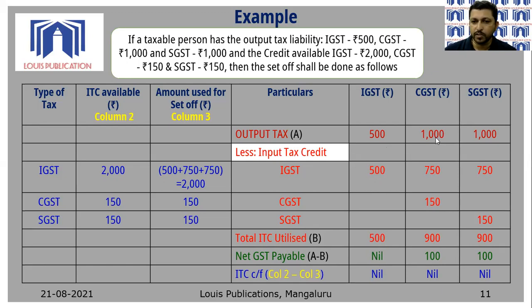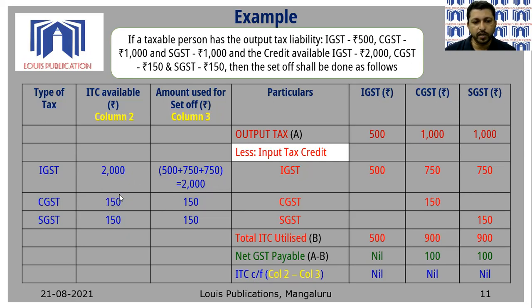A, as far as CGST was concerned, was 1000 rupees. B is 900 rupees. So A minus B, 1000 minus 900, is 100 rupees. Similarly, SGST, A value was 1000 rupees minus B value of 900 rupees. So net GST payable, SGST payable, is 100 rupees. Input tax credit carried forward is column 2 minus column 3. As we see over here, 2000 was IGST credit available and this 2000 was completely utilized. So column 2 minus column 3 for IGST is nil.